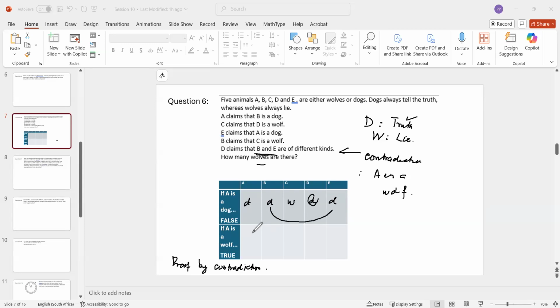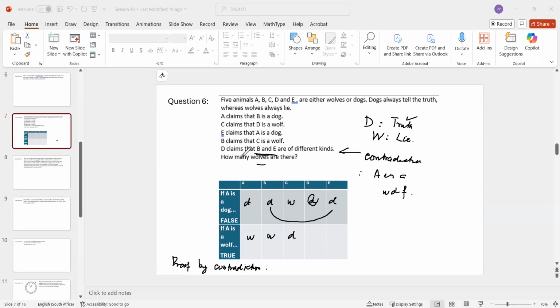Okay, so let's start now. A is a wolf, and therefore he speaks lies. Right? He's a liar. Now, A claims that B is a dog. So that's a lie. So B is actually a wolf. And now B is a wolf, so B also lies. What does B say? B says C is a wolf. So that's a lie. So C is actually a dog.